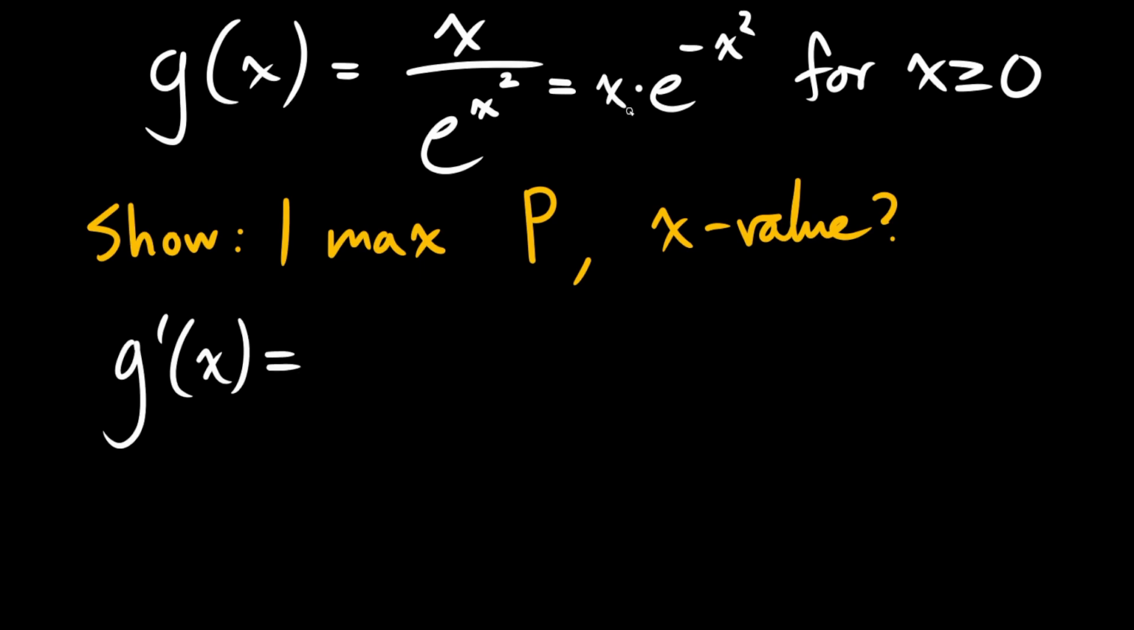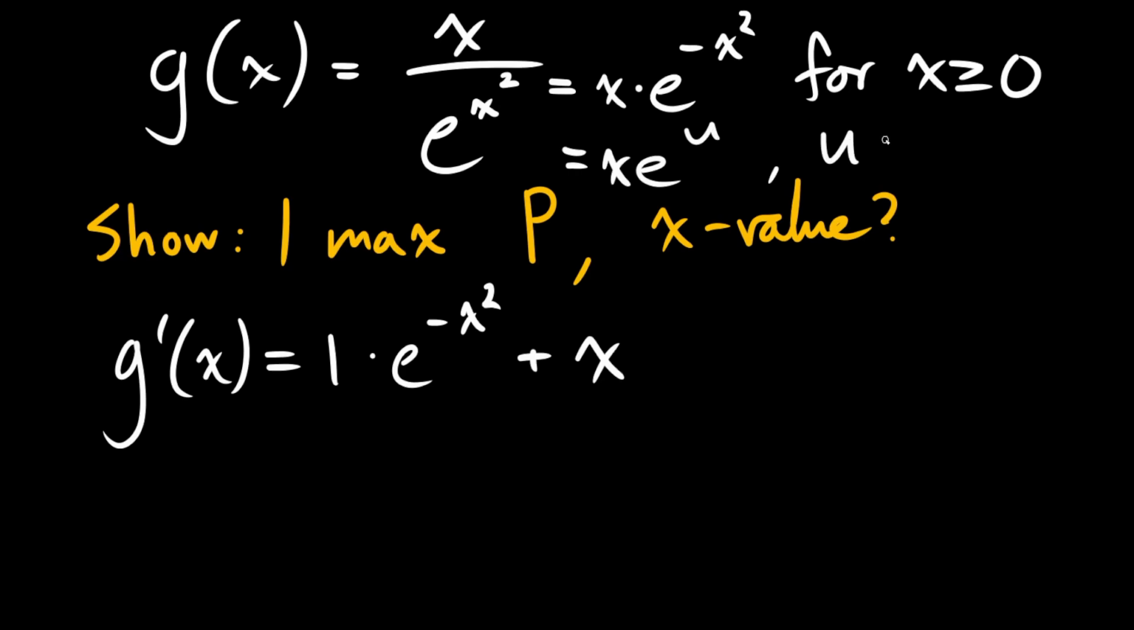G prime of x equals the derivative of the first function times the second function plus the first function times the derivative of the second function. So the derivative of the first function, the x, is 1, times e to the negative x squared, plus x, and then we need to find the derivative of this. So I'm going to write this as x e to the u, where u is going to be equal to negative x squared. Because when we're deriving e to the power of u, we need to do e to the u times u prime.